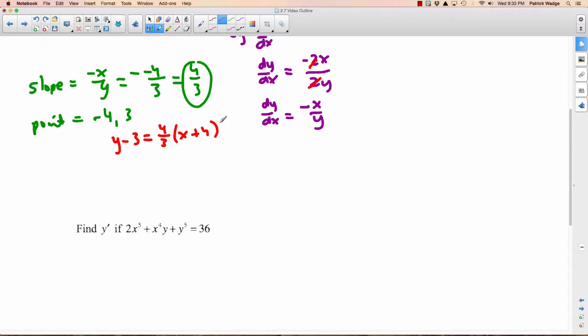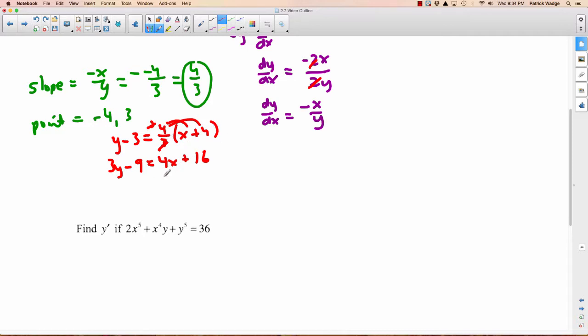Okay, I like getting rid of the denominators right away by multiplying everything by 3. So I'm going to multiply this by 3, 3y. I'm going to multiply this by 3, 9. I'm going to multiply this by 3, which cancels this out. So now when I expand, I only have to expand by the 4. So I get 4x plus 16. You don't have to do it that way. You can expand first with the whole fraction, but I prefer this way.